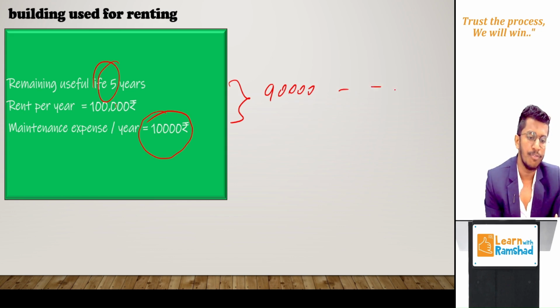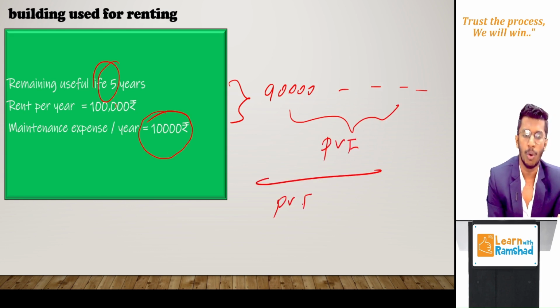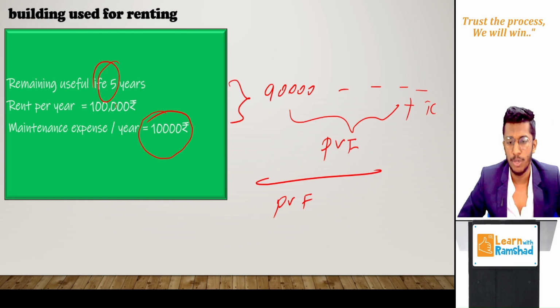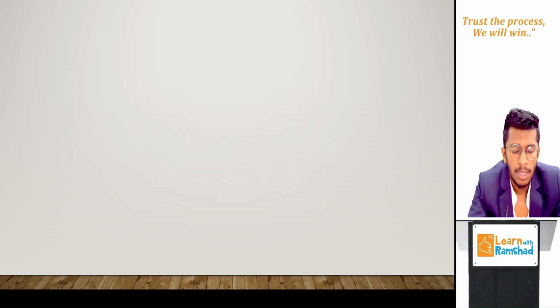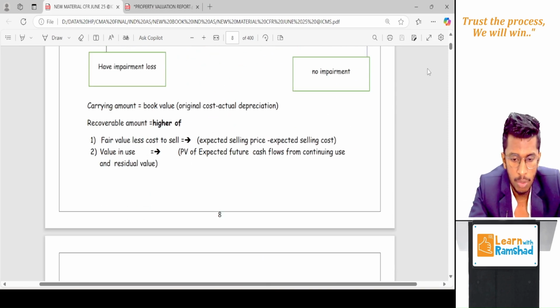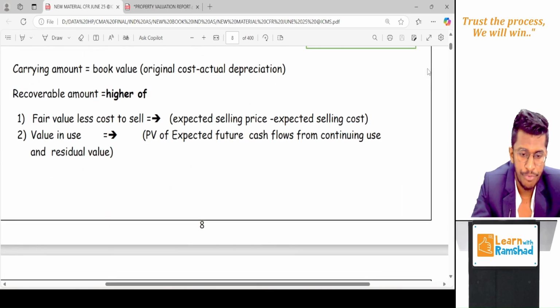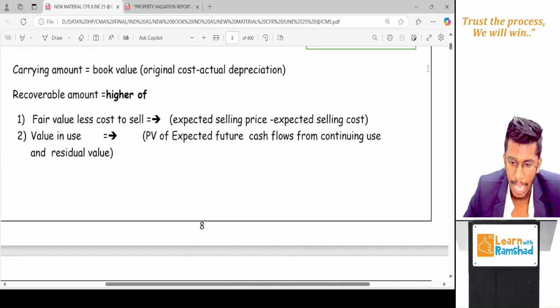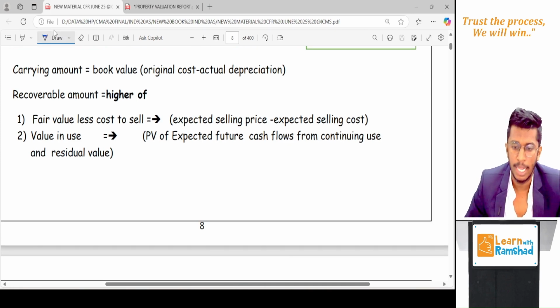And this you will get for 5 years, and you multiply with the present value factor, then you will get the present value of cash flows along with a terminal cash flow. So this is the easy way we get the value in use. So in short, present value of expected future cash flow from continuous use and residual value is called value in use.